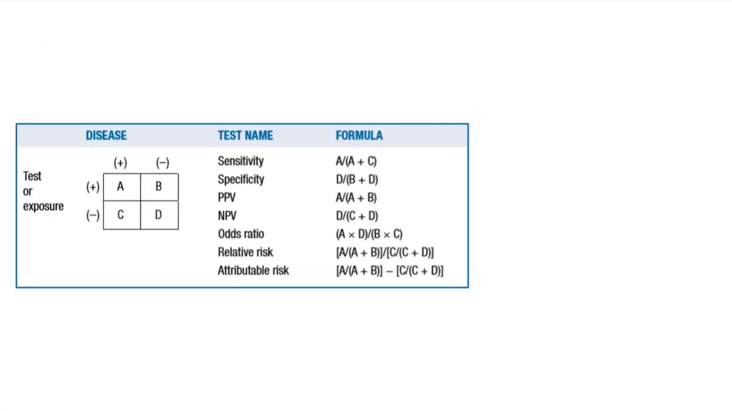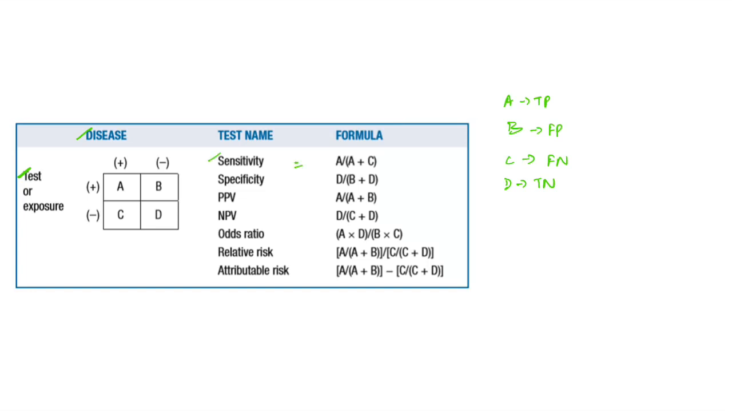This is a 2x2 table. It is very important. In this table, this is test, this is disease. A is true positive, B is false positive, C is false negative, and D is true negative. Using this table, we can calculate sensitivity.